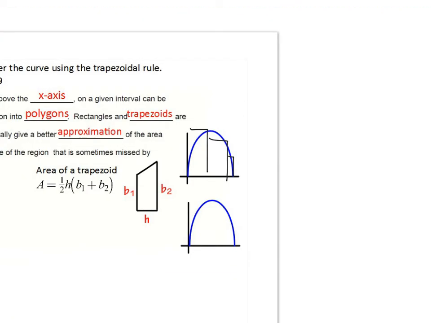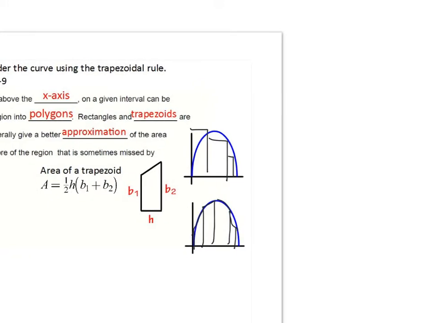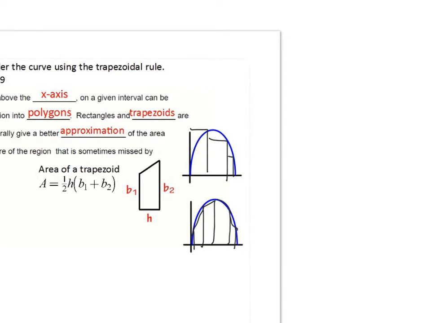But if we took this one, and instead of drawing rectangles, we drew trapezoids, so let's divide it up into 4. That works out pretty well. 1, 2, 3, 4. There's going to be a lot less waste. Not the best drawing, but you get the picture. I'll probably slide this over a little bit. There, now it fits better.